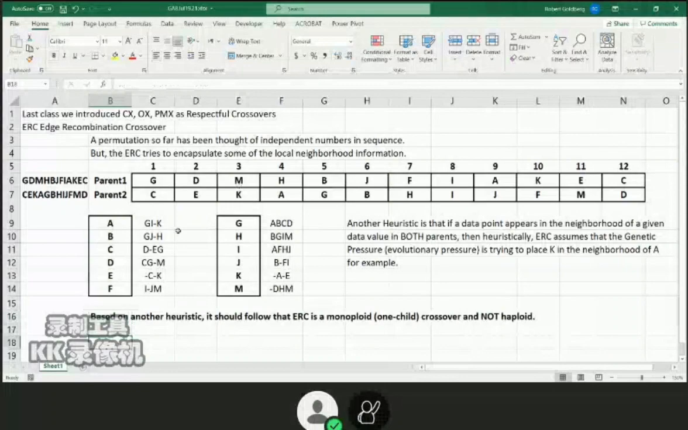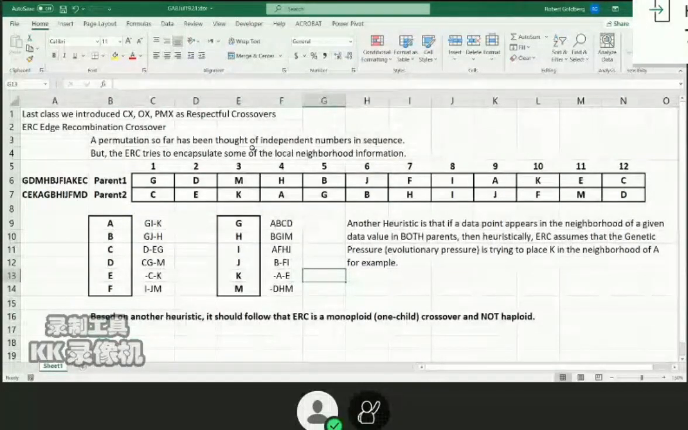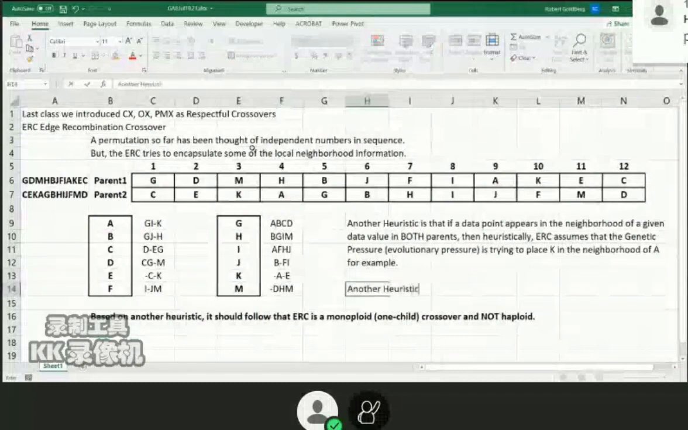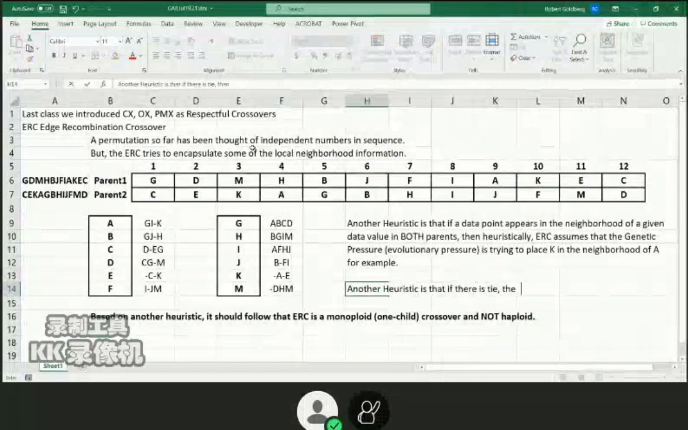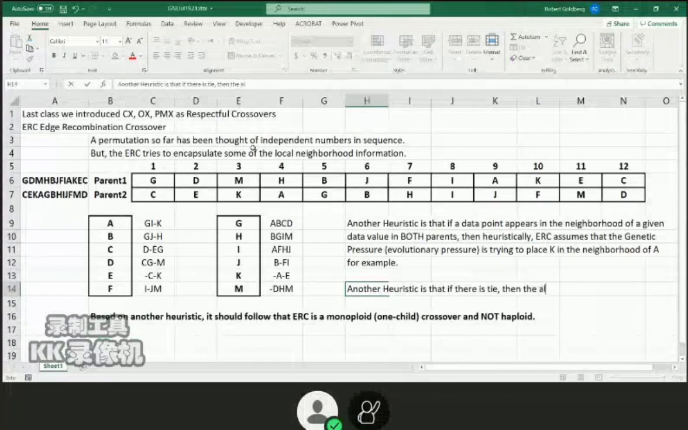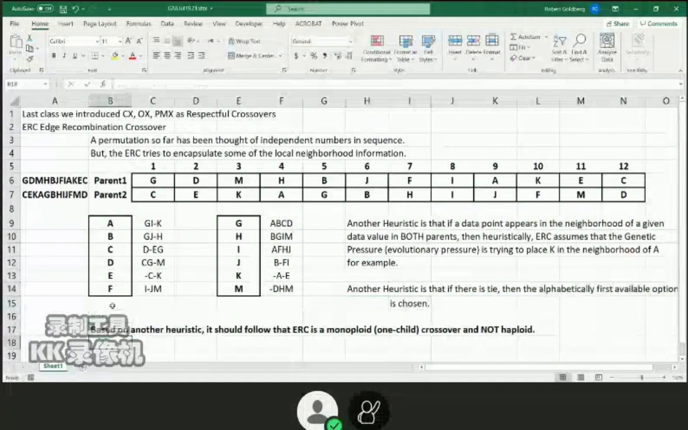So the idea is that another heuristic, which I think may be the heuristic I'm referring to in 16, we'll bump into later. Another heuristic, I believe this is it: if there's a tie in any situation, then the alphabetically first available option is chosen. Okay, so we'll see a few examples of that, including right now.